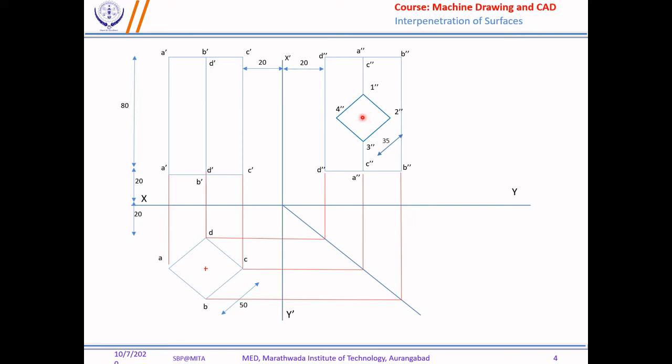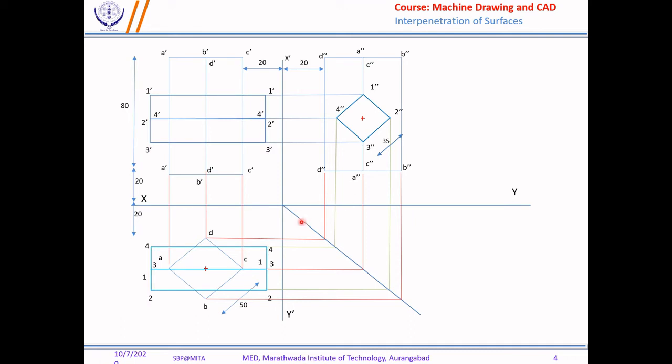This horizontal prism is penetrating, so its next position is shown. To get the correct position in the front view and the top view, we need to project each corner of the side view, and we get the correct position of the front view and the top view, where we can name the corners 1, 2, 3, 4 in the top view, and in the front view 1 dash, 2 dash, 3 dash, 4 dash.